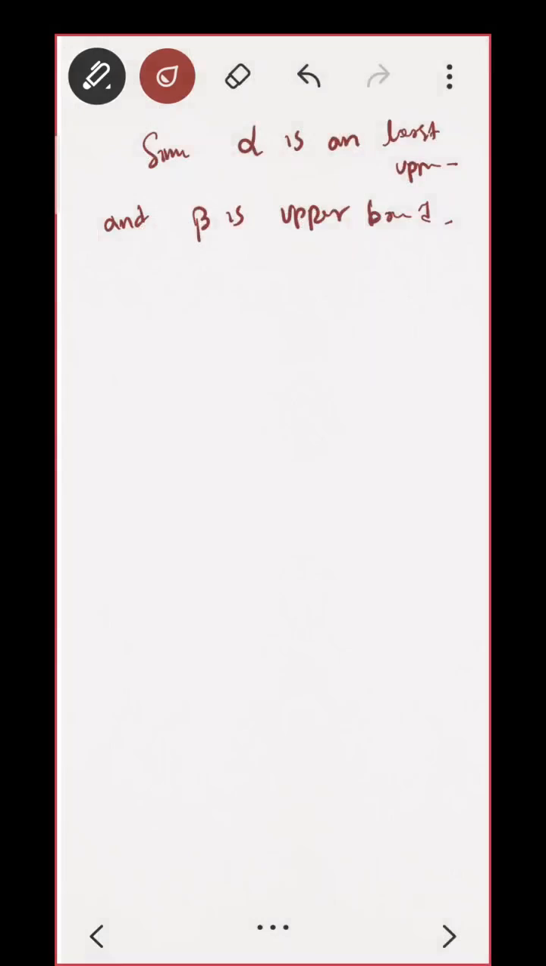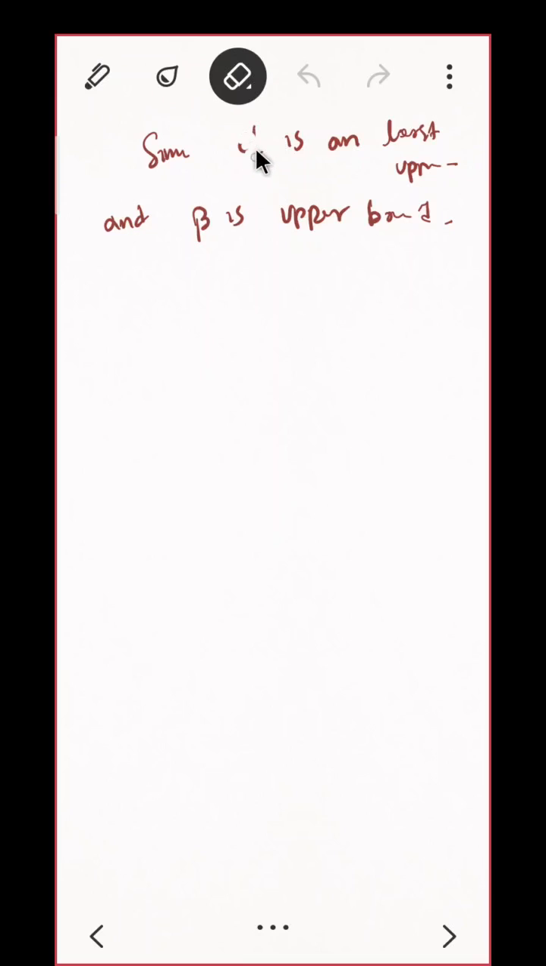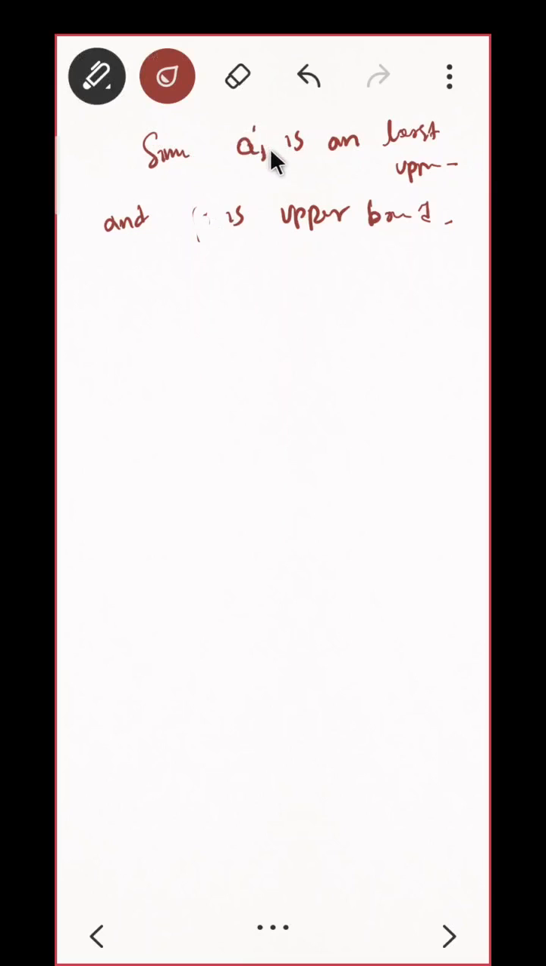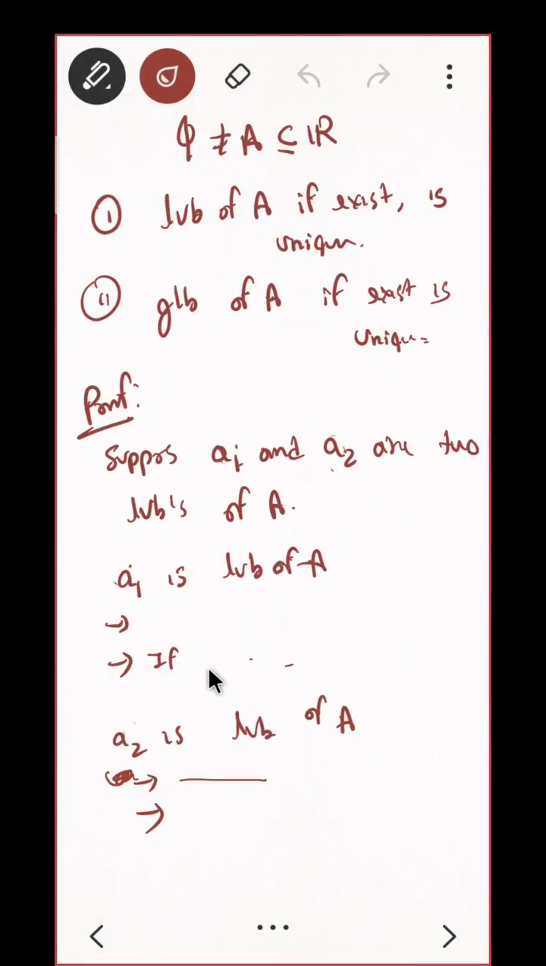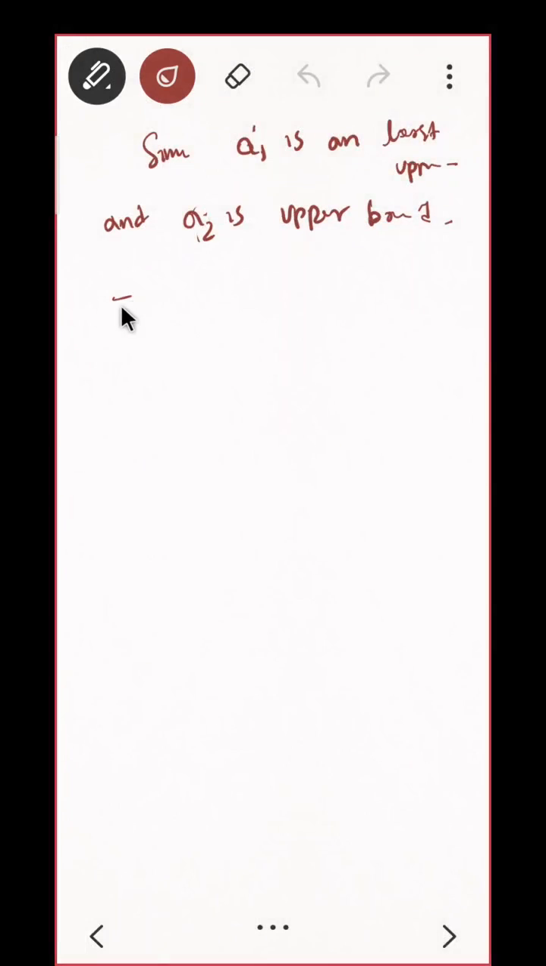Put the definition. Now I am going to use something. Try to see the trick here. This is the main part. What I know: A1 is a least upper bound, and I am using A2 as an upper bound, correct? So what do I know if A2 is an upper bound? Then what will be the relation between A2 and A1? Try to see the second condition of LUB of A. What is the second condition? If there is an upper bound, then what is the relation? A1 is less than or equal to A2. Do you agree, everyone?